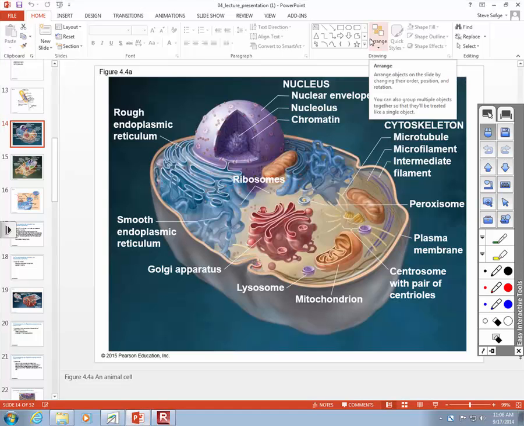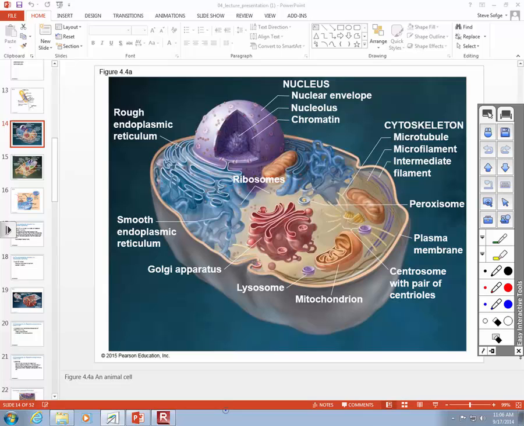Okay, so if you'll notice, we're working with a eukaryotic cell. How do I know that? Eukaryotic means it has a true nucleus. So if you will notice, I have a true nucleus here. Here's the nucleus. The genetic material is within that nucleus.